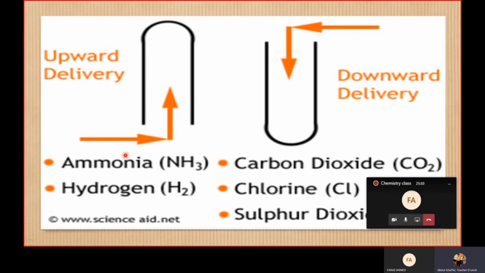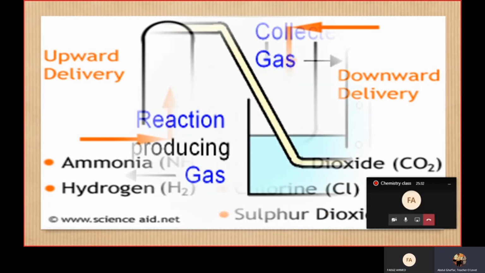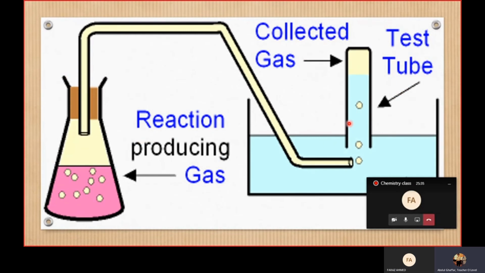Okay. This is the upward delivery method. We can collect lighter gases like ammonia and hydrogen, and downward we can collect heavier gases like CO2, chlorine and sulfur dioxide. Is this slide visible for us? Yes, sir, it is visible now. Okay, good. Now this one is for the displacement of water. We can collect those gases which are insoluble in water. We can collect at this position, right?